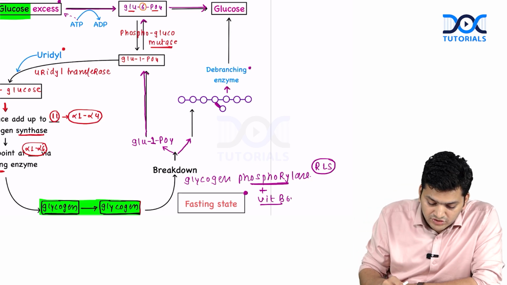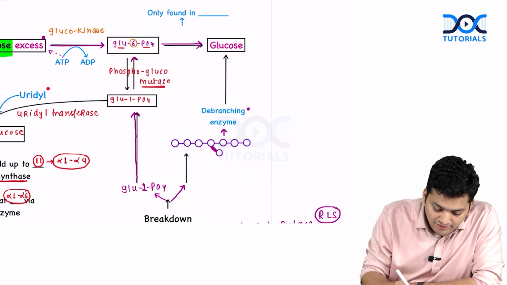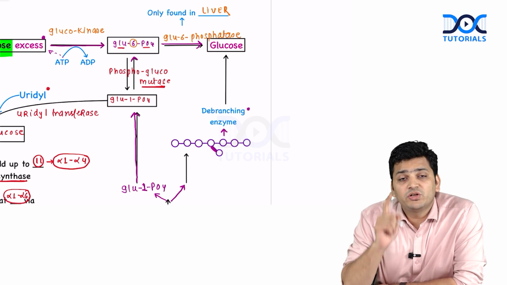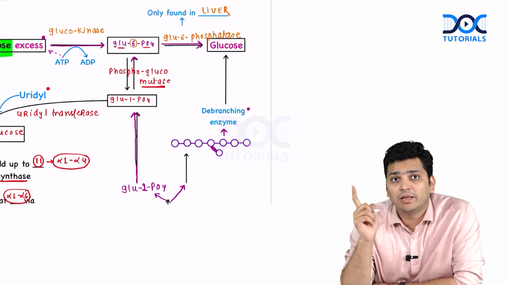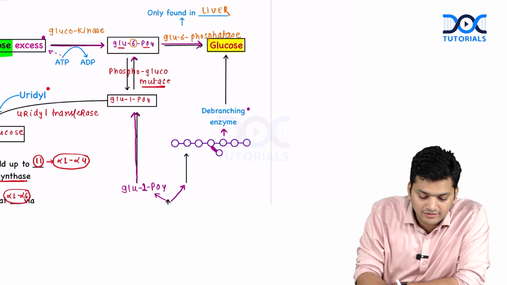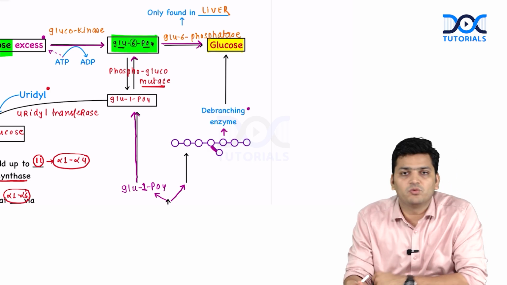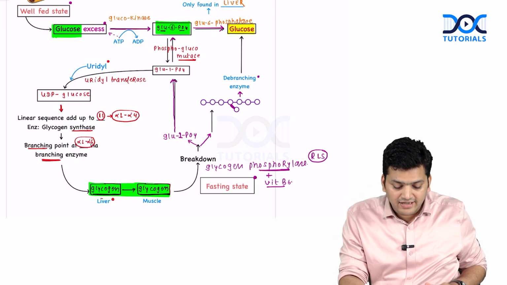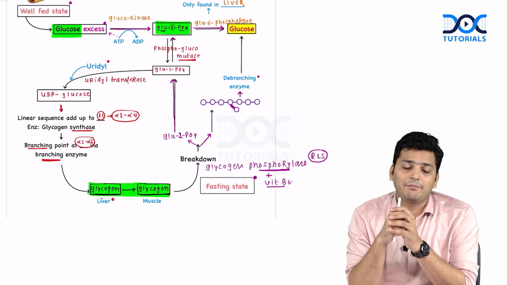To convert glucose 6-phosphate into glucose, we require one enzyme. What is it called? Glucose 6-phosphatase. And this glucose 6-phosphatase is only found in which organ? Liver. So now answer the question: what is the last product of glycogenolysis in the liver? Glucose. But in the muscle, what is the last product? Glucose 6-phosphate. So this is how glycogen is synthesized, and this is how glycogen breakdown happens.